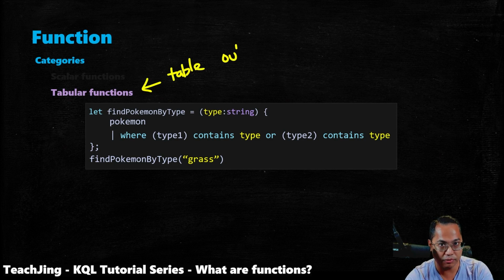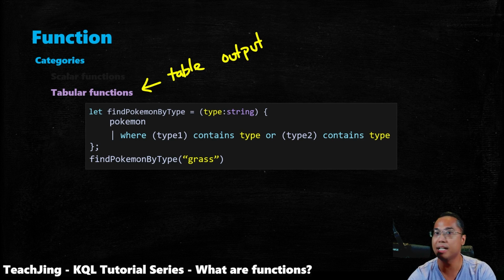A tabular function is going to be a table output, not a single value. So when you call upon that function and you pass whatever arguments it requires, if it does require one, sometimes it doesn't, you get a table back. You don't have to make a table and then use it and then calculate it with those functions. You actually get a table back, okay?